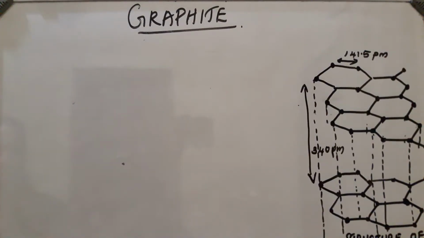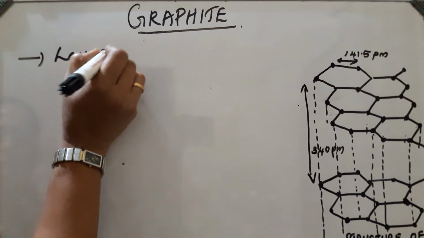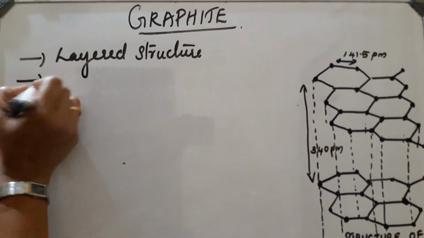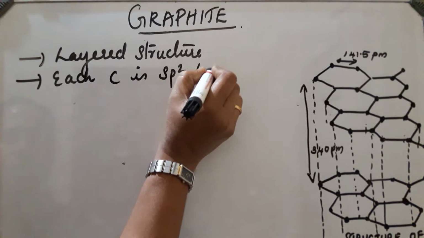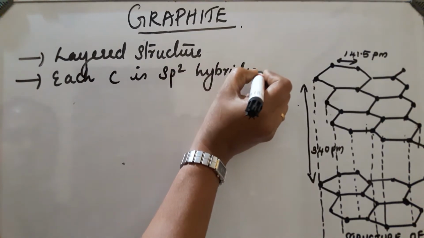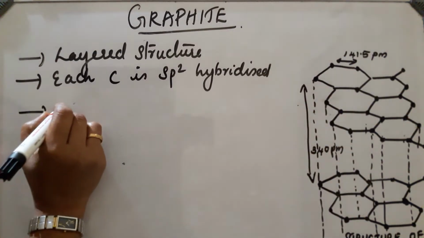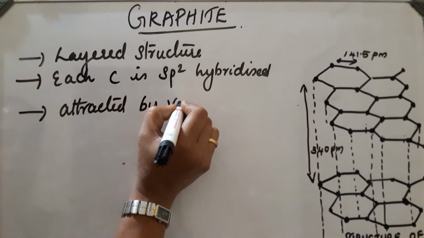Graphite. Graphite has a layered structure and each carbon in graphite is sp2 hybridized. So these are arranged in different layers, and each carbon is sp2 hybridized, and these layers are attracted by van der Waals forces.